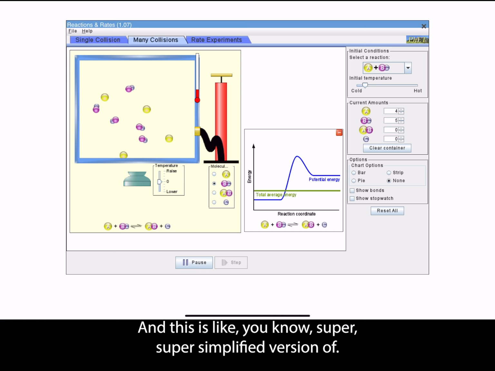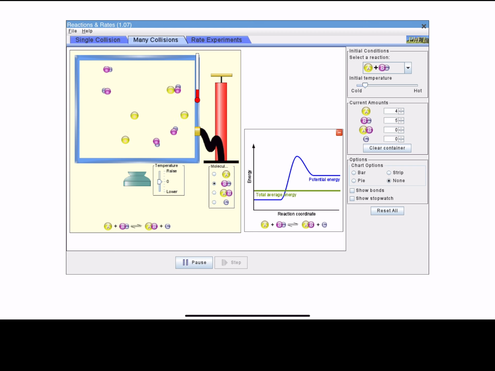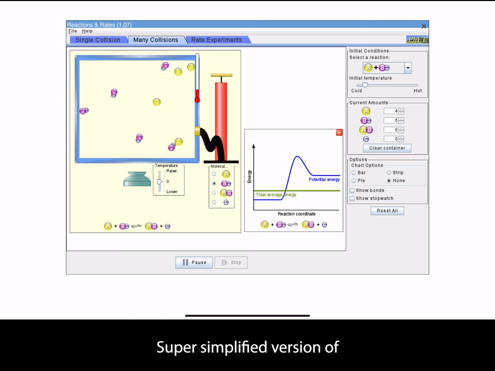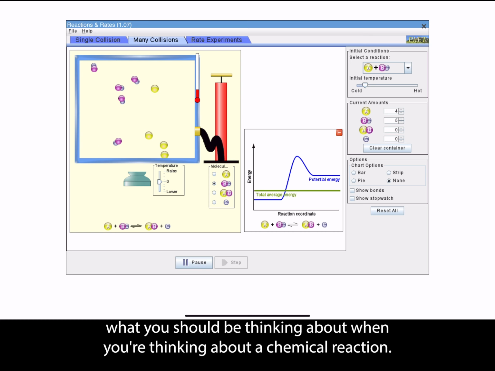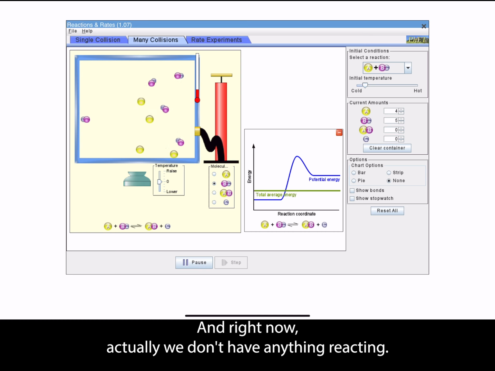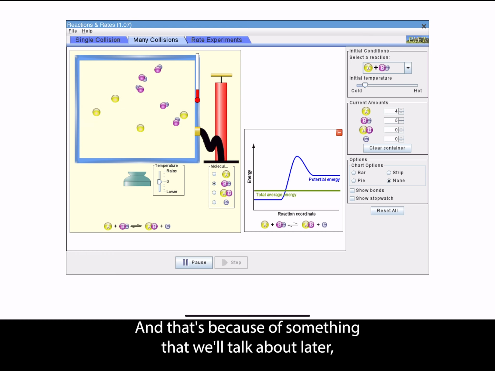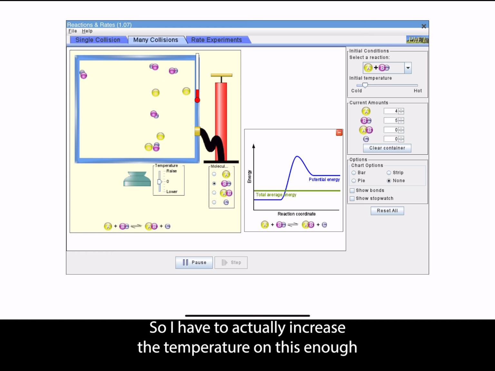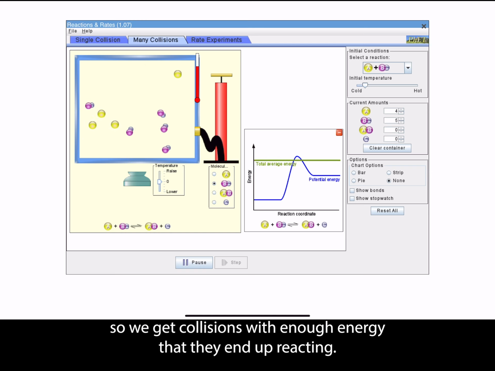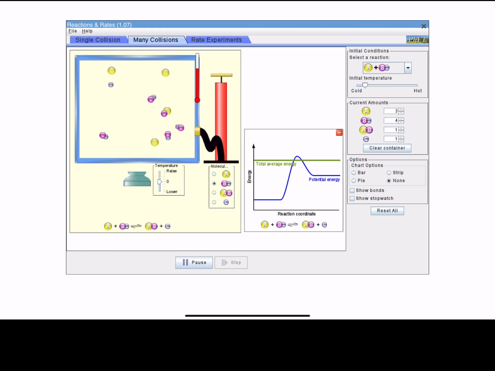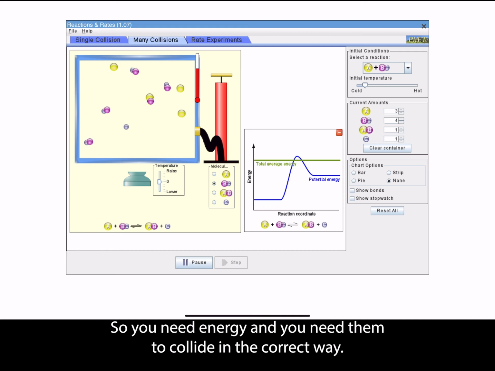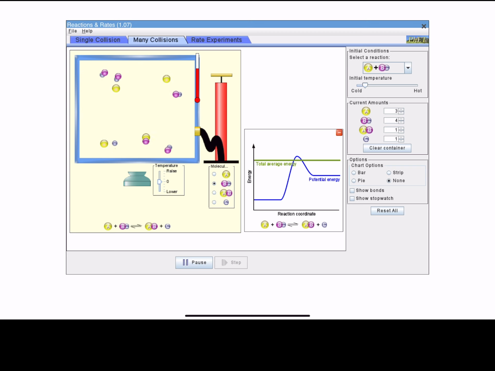And this is a super simplified version of what you should be thinking about when you're thinking about a chemical reaction, right? I can't zoom on it at all. Right now, we don't have anything reacting, and that's because of something we'll talk about later, which is the activation energy. So I have to increase the temperature enough so we get collisions with enough energy that they end up reacting. All right, so you need energy and you need them to collide in the correct way. This is a really old simulation, so it is a little bit janky.